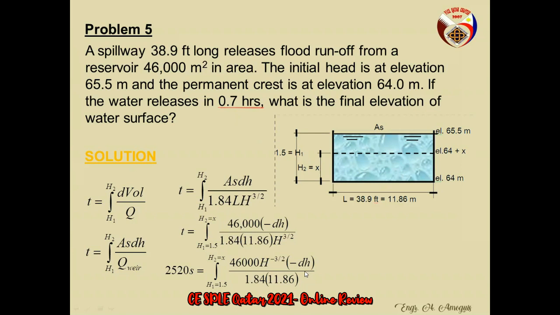You can simplify this to kung i-integrate nyo, ito, ilabas yung constant integral of h raised to 3 halves. So ang ending niyan is, ano yung integral ng h raised to 3 halves? Di ba, negative 3 halves plus 1, so negative 1 half. Then ang answer nito is h raised to negative 1 half over negative 1 half. Di ba? So, anong formula nito? Dito ko na lang isulat.